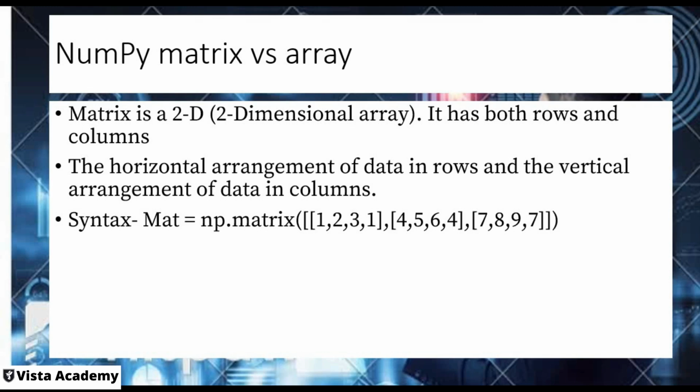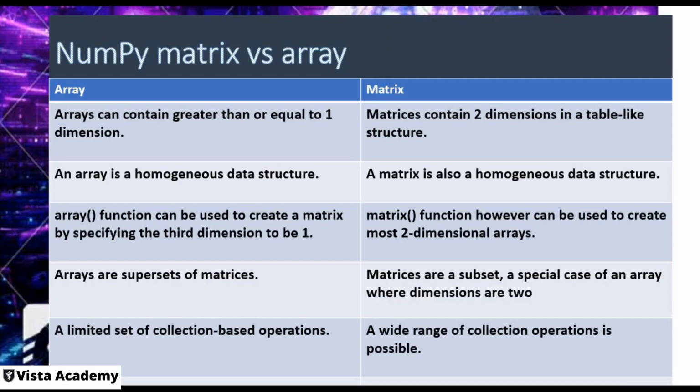Now what is the difference between a NumPy matrix and an array? An array can contain one or more dimensions. It can be 1 dimensional, 2 dimensional, or 3 dimensional, whereas a matrix is always 2 dimensional, like a table. An array is homogeneous, meaning the elements are of the same nature. Similarly, a matrix also has a homogeneous data structure, with elements that have the same unique properties and are very similar to each other.